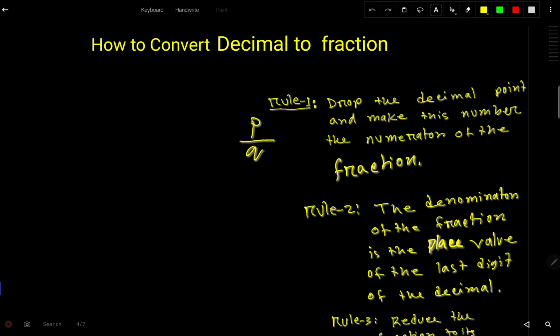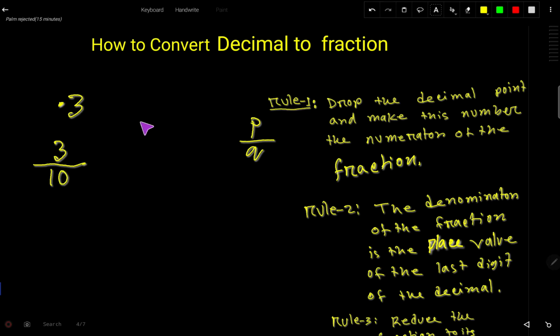So let us take an example. So look, how to convert this decimal number to fraction, right? So at first we have to select the numerator. To find the numerator, just drop this decimal point and write the number. And for the denominator, we have to consider 10 for every digit. So here after decimal we have one digit, so we have to take 10, right?